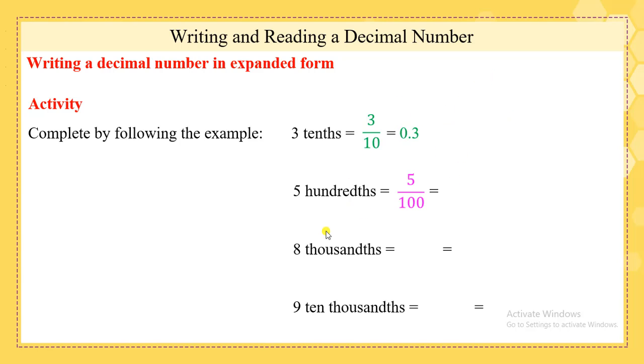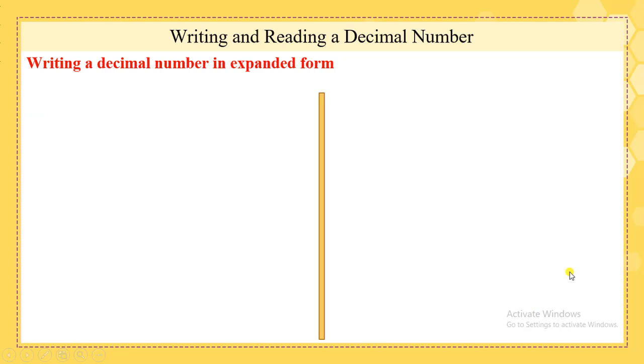500th now is written as 5 over 100. It is 0.05. 8,000th now is 8 over 1,000, which is 0.008. 9/10,000th is 9 over 10,000, which is equal to 0.0009. Notice that in each of these numbers, we left after the decimal point digits as much as we have zeros in the denominator.